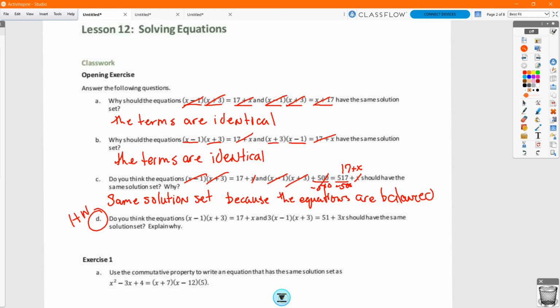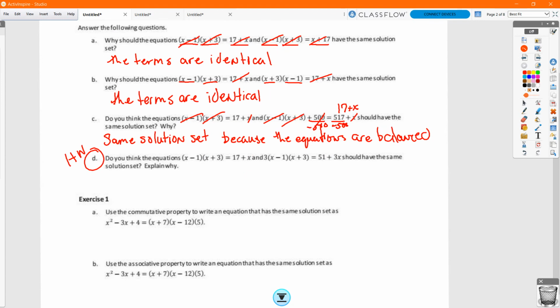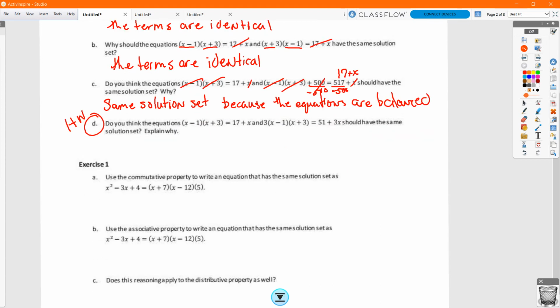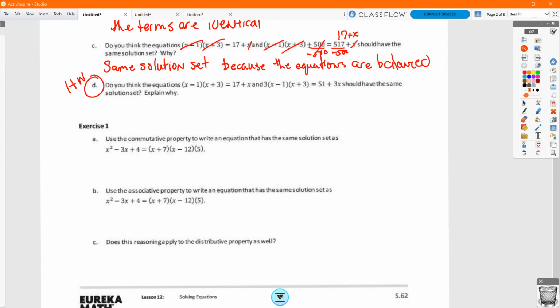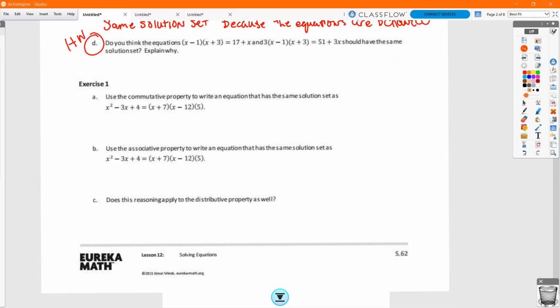We're going to exercise 1 next. Use the commutative property to write an equation that has the same solution set as x squared minus 3x plus 4 equals x plus 7 times x minus 12 times 5. Commutative property, huh? It's a good one, isn't it? Let's take a moment to look at that. I'm going to keep my mouth shut for a second, and I want you to see if you can figure it out yourself.